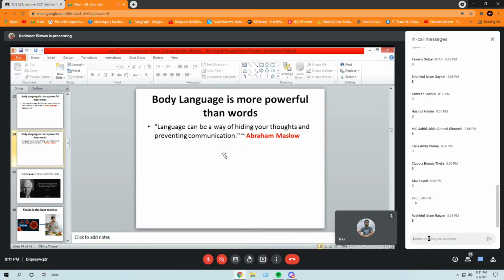Okay, now Abraham Maslow, once again, what he said: language can be a way of hiding your thoughts and preventing communication. See, once upon a time, when I was small and studying in school, probably you learned the definition of a sentence, something like a combination of words through which people express their thoughts. Okay, we learned it. But Abraham Maslow is saying that language can be a way of hiding your thoughts.